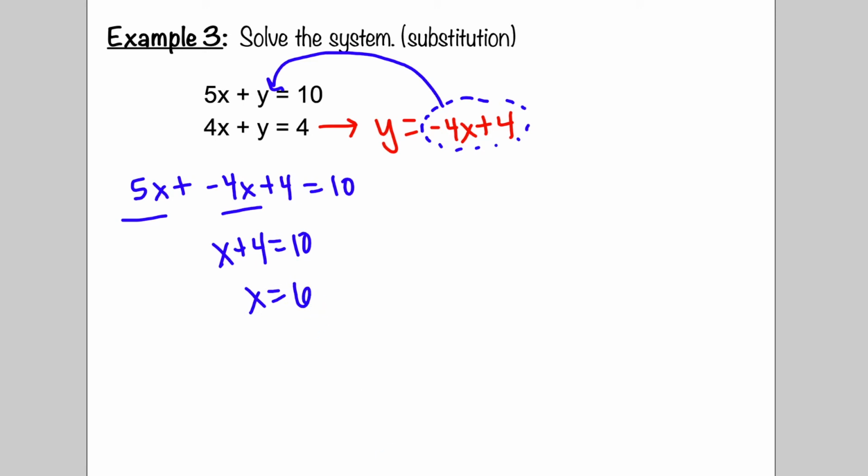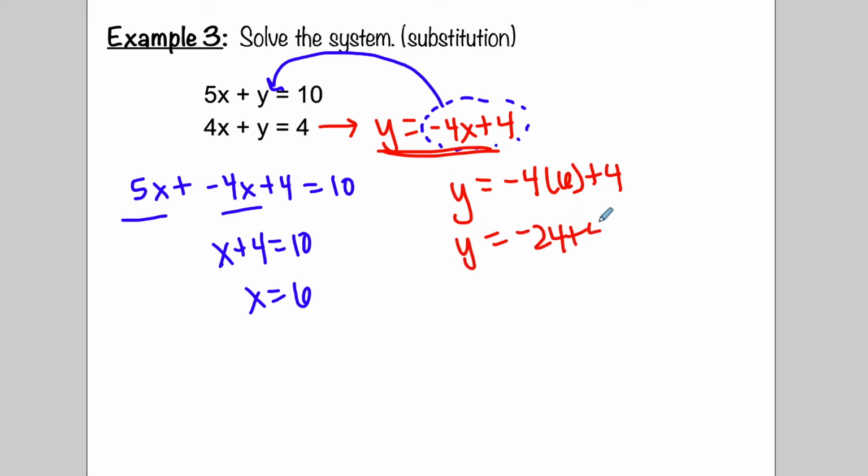Now in order to figure out what y is, I plug it into one of my two originals. I could plug it into actually y by itself, my simplified one. So I'm going to do that. Y equals negative 4 times 6 plus 4. So what I got: negative 24 plus 4, which gives me negative 20. And then we always write our answer, like I said, as an ordered pair, x comma y. So I got 6 comma negative 20.